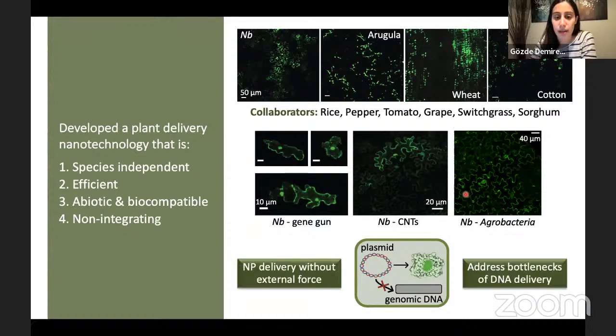And as I mentioned, it doesn't cause integration. So this was the first time delivering nanoparticles into plants that didn't use an external force like a gene gun method, and it addressed some of the bottlenecks of DNA delivery to plants.